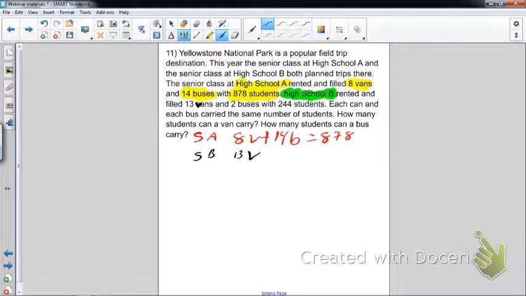Vans. So we have 13 vans and then 2 buses, which gave us a total of 244 students. So let me highlight that with a different color. So it gave us 13 vans, 2 buses, with a total of 244 students. So now, as you can see, we have 2 equations where we can use the systems of equations, as you can see here.